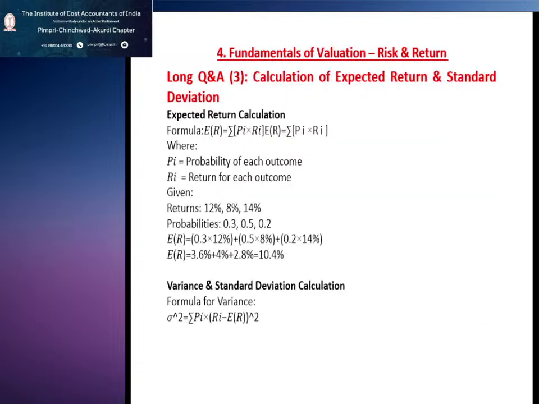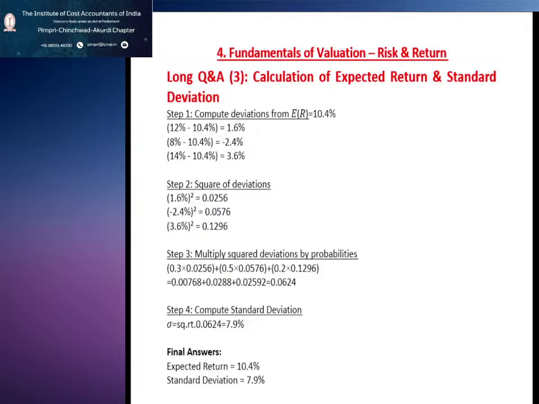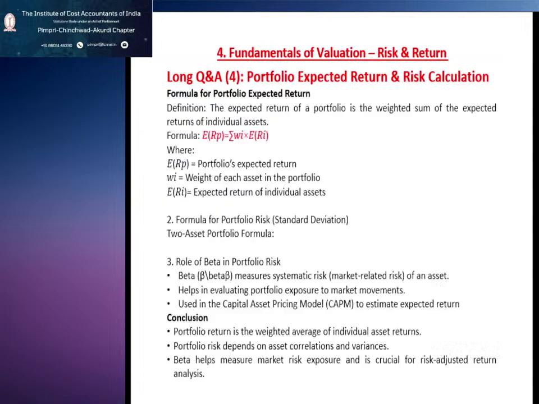Then we saw the calculation of expected return and standard deviation and how these calculations are being done. The various steps involved in computing the deviation from expected return. Then the square of deviations as the second step. Third step, multiply the squared deviations with probabilities. And fourthly, compute standard deviation. So these were the final answers.